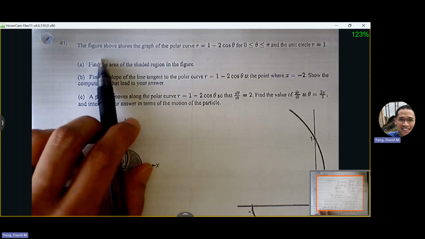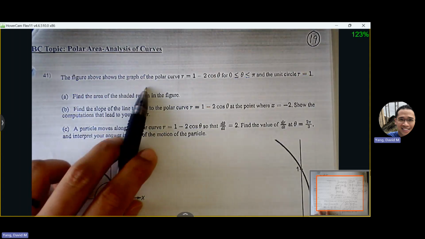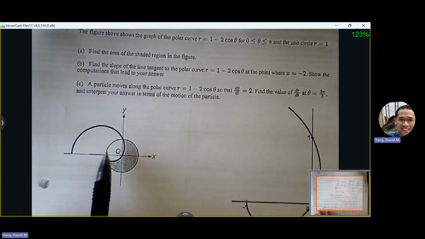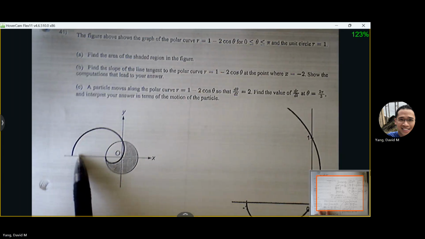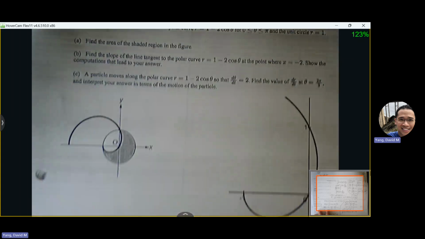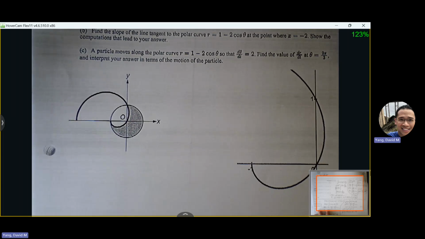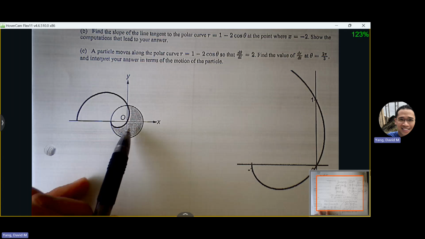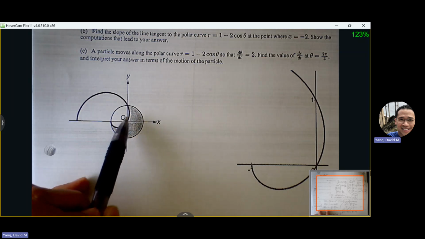it says, the figure shows the graph of the polar curve r equals 1 minus 2 cosine theta. That's this curve here. And the unit circle r equals 1. So we have a unit circle here. Part A says find the area of the shaded region in the figure. So here's the shaded region. If you look at it, we definitely have a full quarter circle, but then we have to basically figure out what portions of the other quarter circles are missing.